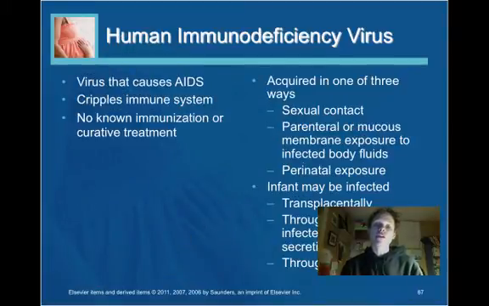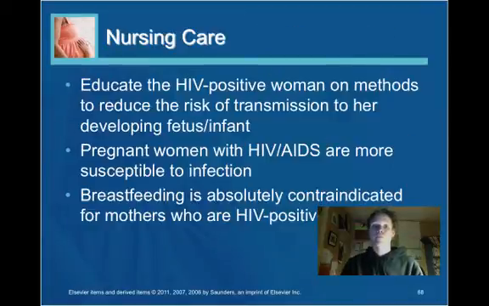HIV is the virus that causes AIDS, and it cripples the immune system. There's no known immunization, and there's no known curative treatment. There are significant advances in drug treatment, so now people are living much longer and having a much higher quality of life if they are HIV positive. How is it acquired? In one of 3 ways: sexual contact, parenteral or mucous membrane exposure to infected body fluids, or perinatal exposure. The infant can be infected through the placenta or through contact with infected maternal secretions during the birth process or through breast milk.